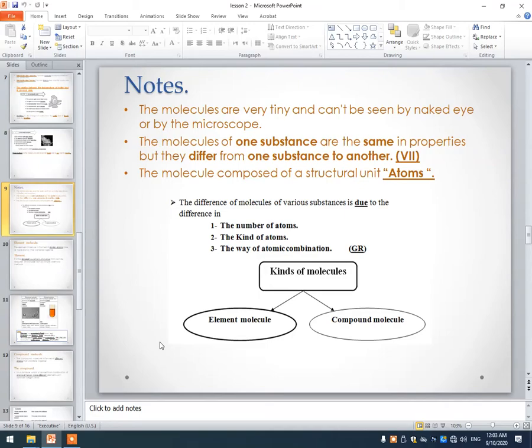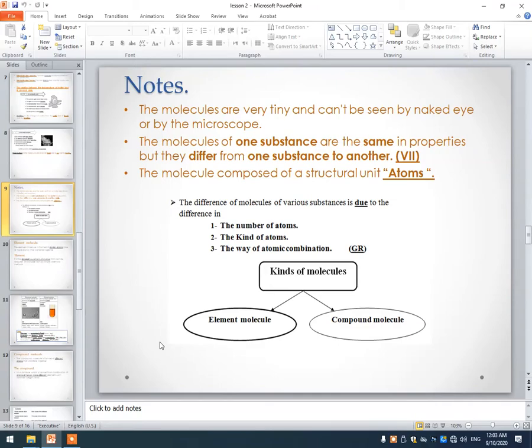The third one is that the molecule is composed of structural units called atoms. The molecule is composed of the smallest part of it, which is called the atom. And you have to know that there is a difference between the molecules of various substances. This is due to the difference in the number of atoms, the kind of atoms, and the way of atomic combination. That's why there is a difference between the water molecule and the ammonia molecule, for example.